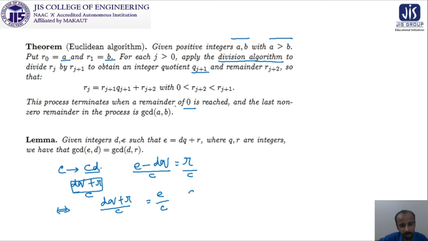So if you have two sets where all the elements are the same, that means both the sets are the same, and if both the sets are the same, their maximum entry will also be the same, and this maximum entry is nothing but the GCD. So GCD of E, D and GCD of D, R will be the same.